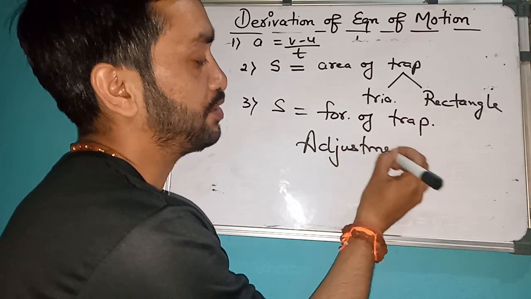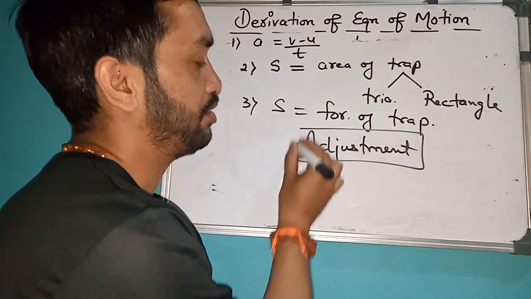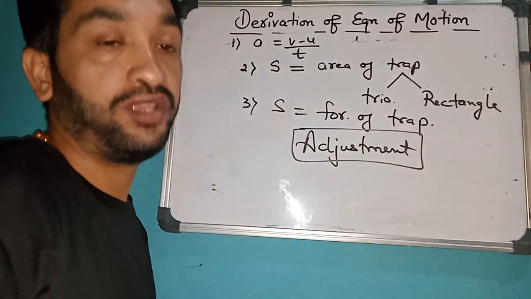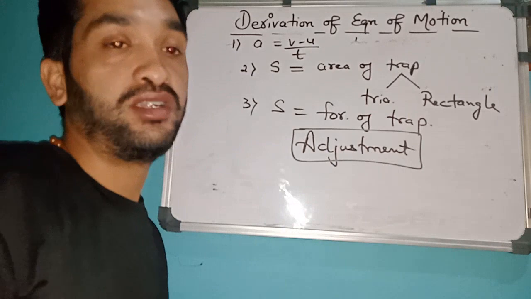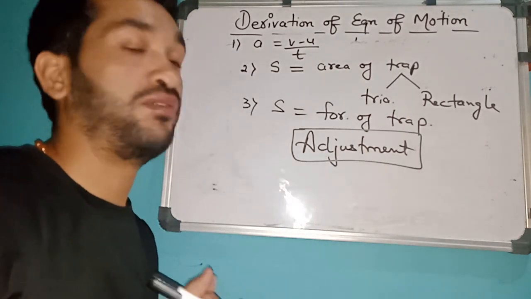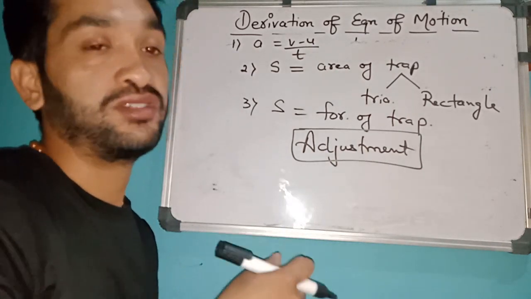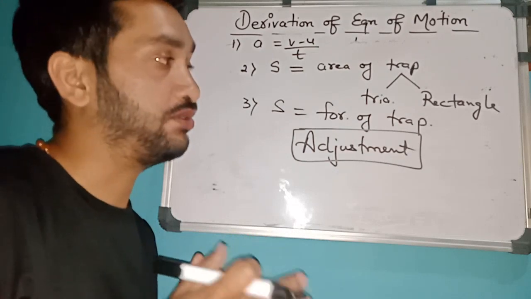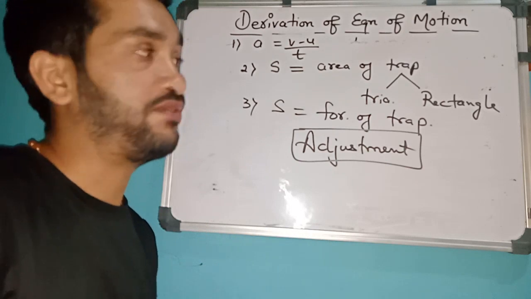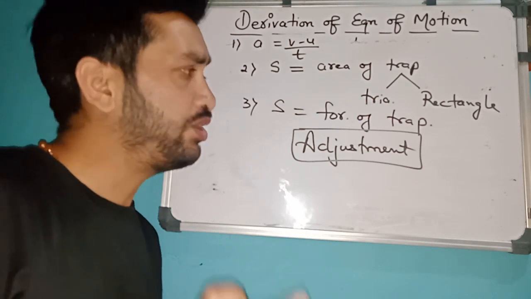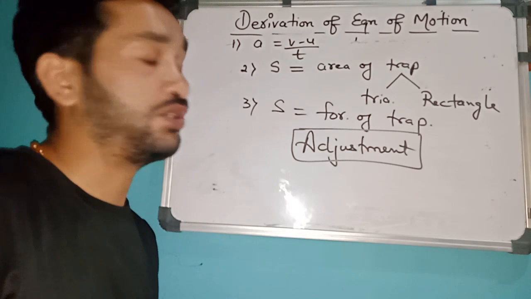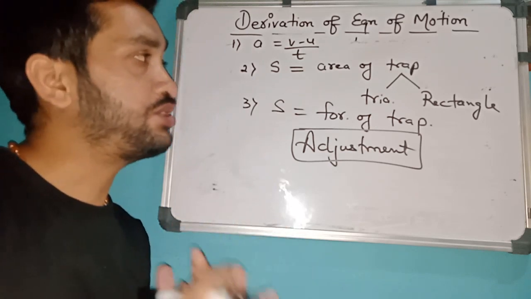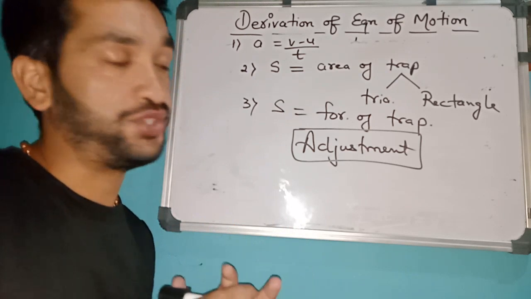How you adjust the variables. If you know in what way you have to derive something, it doesn't matter what type of diagram you are making or what type of letters you are using. Suppose in the book it's written OX and you are using AB, it doesn't matter what variable you are using. No need to go for that bookish language, but you have to remember the way to derive the equation. So this video was all about the derivation of three equations.